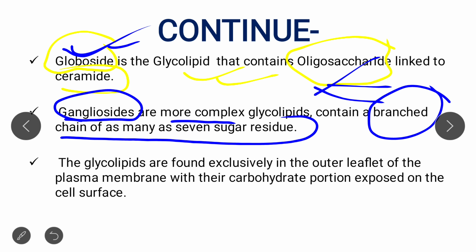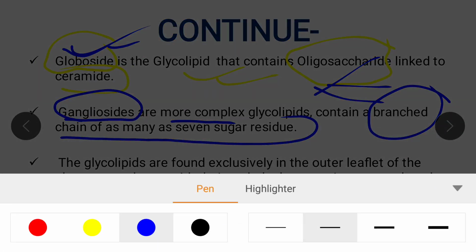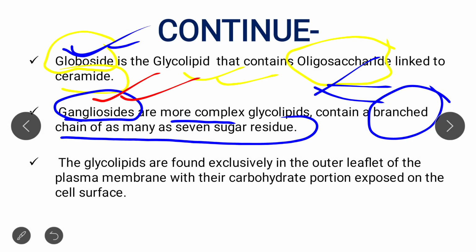So these are mainly the examples of glycolipids. The simplest is cerebroside, more complex than cerebroside is globoside, and the most complex one is the ganglioside. It is the most complex glycolipid. Clear? Now where are these glycolipids found?